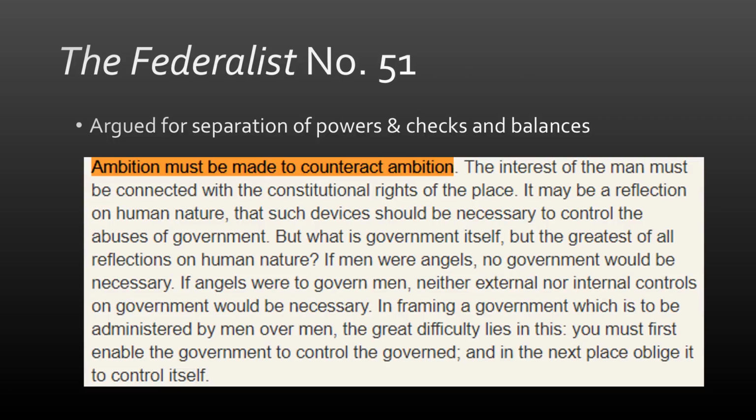All right, Federalist number 51, it argued for separation of powers and checks and balances. There is another video that discusses Federalist 51 in great detail, but you see that phrase that's highlighted there. Ambition must be made to counteract ambition. So give each branch some power so that it can limit the power of the other branches. So each one doesn't want to get trampled by the others. Give them each a little power over each other, and that way we can keep bad policies from getting made.